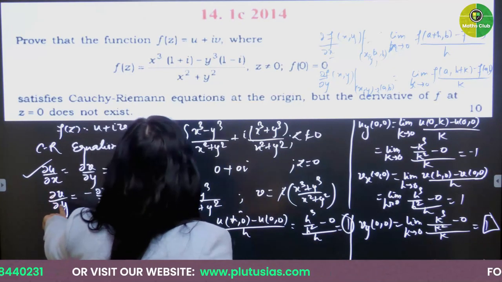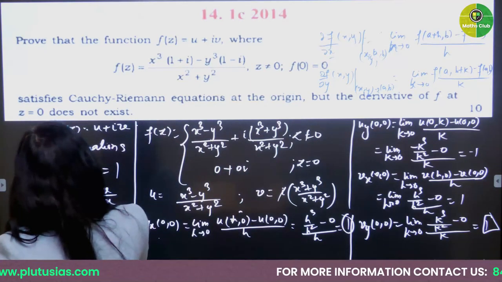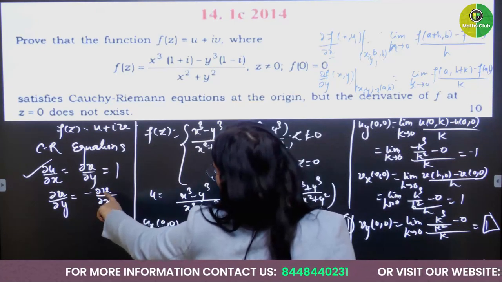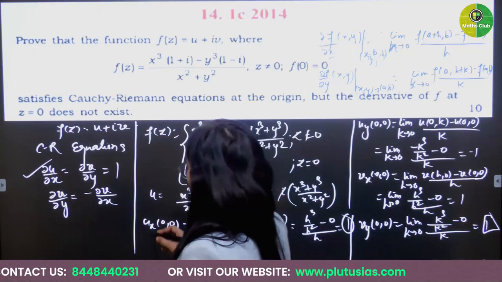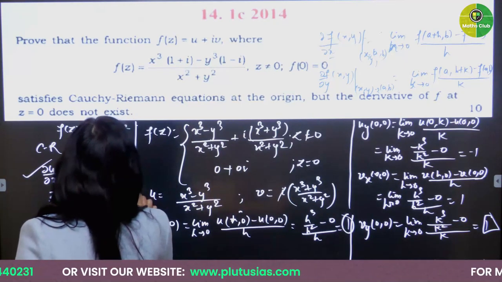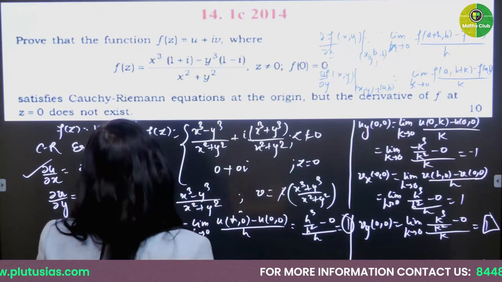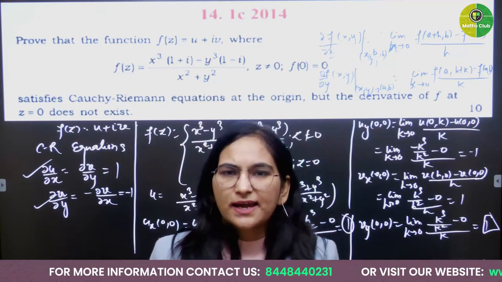Then they are saying u_y should be equal to minus of v_x. Here u_y is equal to minus 1, and minus of v_x would also be minus 1, so both of them are equal to minus 1. Hence both the equations are satisfied, and hence the given function satisfies the CR equations.